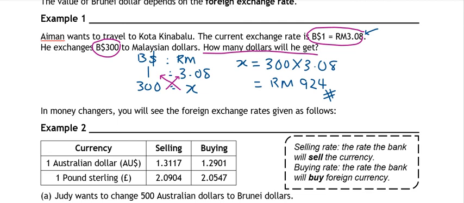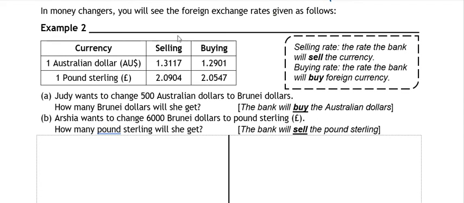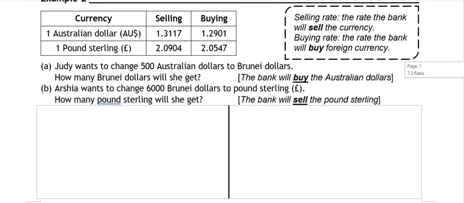Now let's have a look here. In money changers, you will see the foreign exchange rates given as follows. In example number 2, you have the table of the currency, selling and buying. What does that mean? The selling rate is the rate at which the bank will sell the currency. For example, if you want to buy Australian dollar, you have to pay the money changer $1.117 for 1 Australian dollar. That's for selling, because here the money changer is selling.